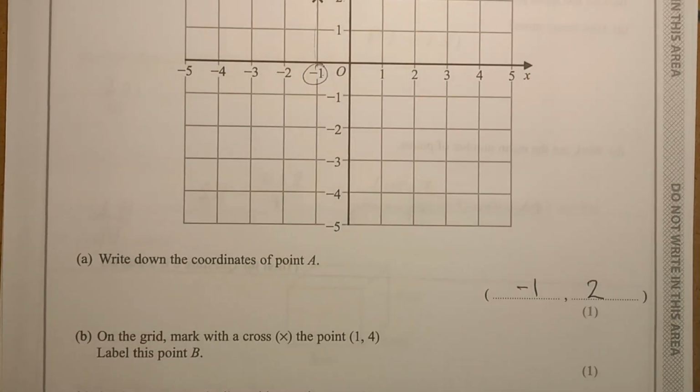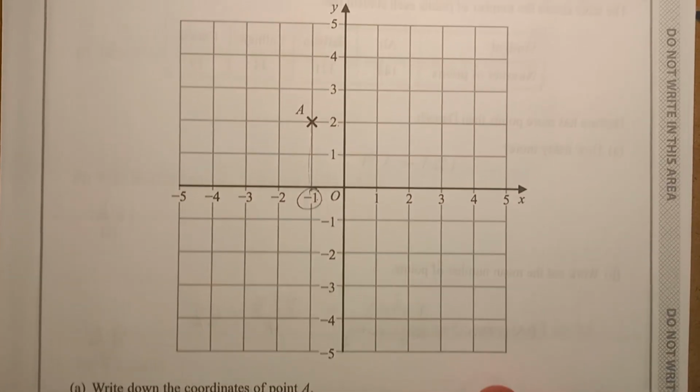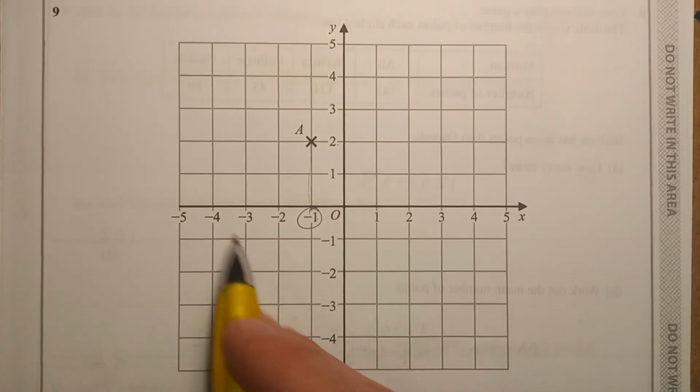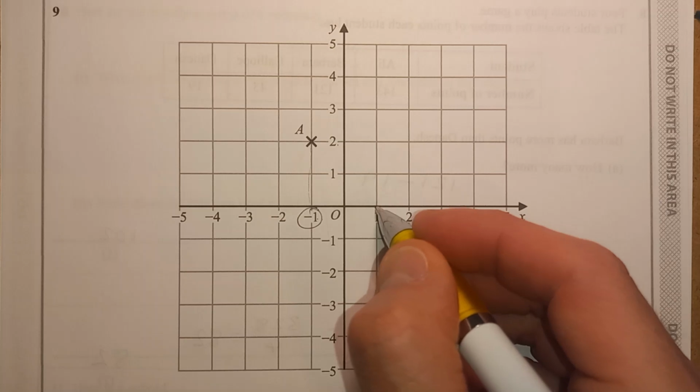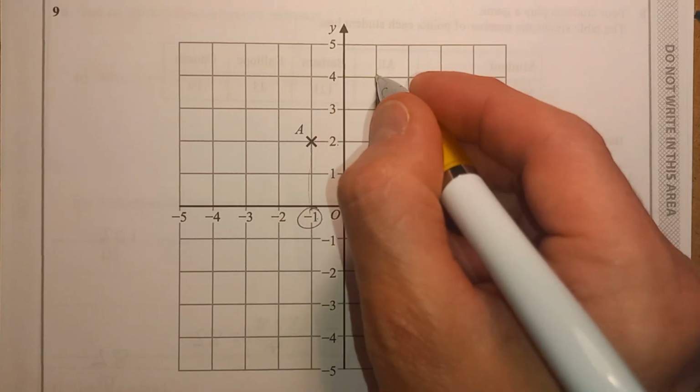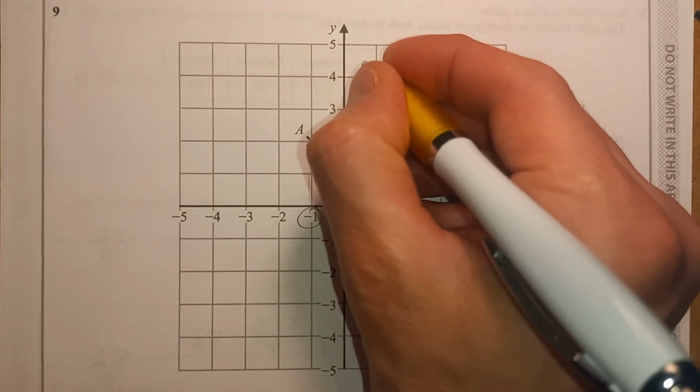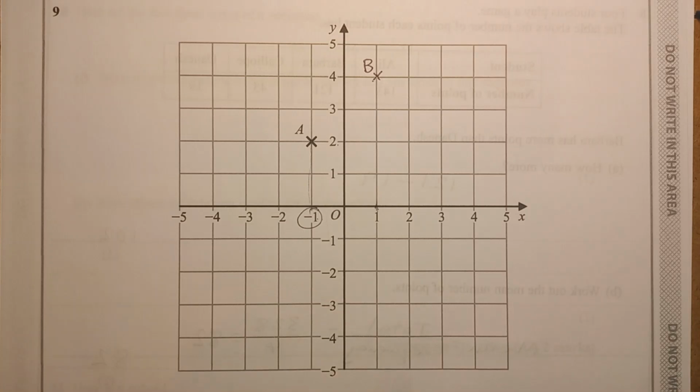Part B. On the grid, mark with a cross the point 1, 4. Label this point B. Okay, 1, 4. So we go across, here's 1. And then we need to go up to 4. So that's going to be up here. And we're going to label that B.